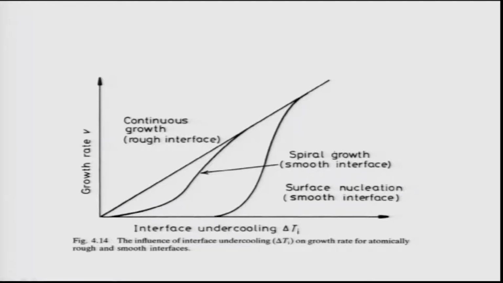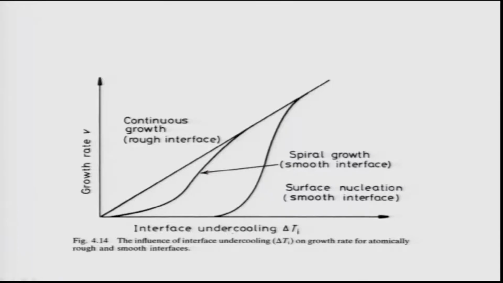So, therefore, the growth rate V is basically a straight line for the continuous growth, and for the spiral and the surface nucleation dominated growth, they are actually not directly proportional to delta t, but they are proportional to some functions of delta t, and they are basically exponential functions of delta t as you have seen from nature. So, basically the growth rate by surface nucleation is very slow initially, it requires a larger undercooling.